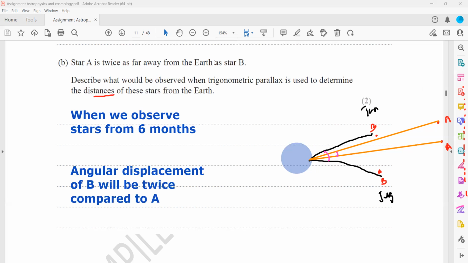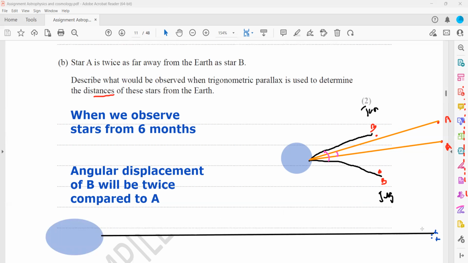The reason is that if the star is too far from us, then the apparent change in position is very small. For example, this is a star, say X, and after 6 months it might change to this position here. So for that 6 month duration, the change in angle will be very small, so it will have a higher uncertainty. That's why trigonometric parallax cannot be used for stellar objects which are too far from us.